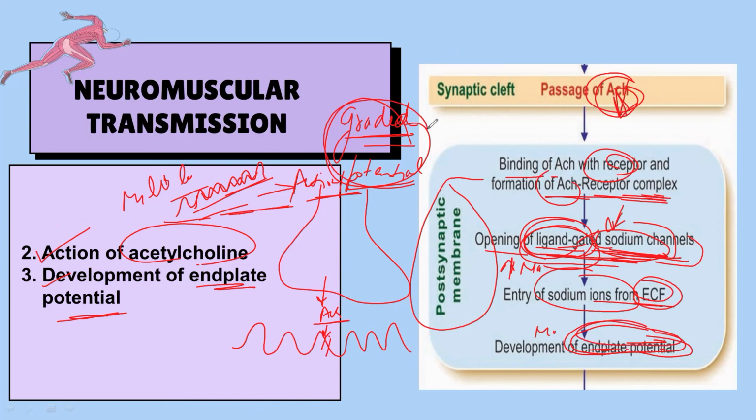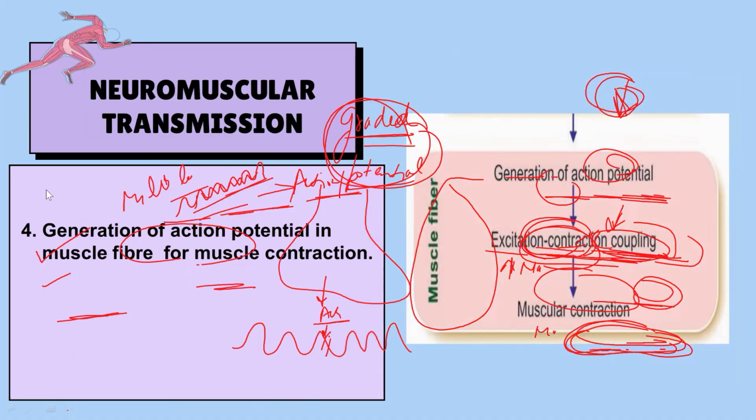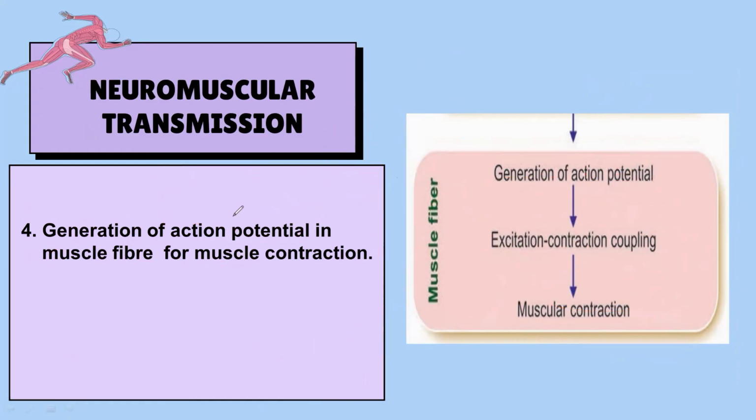It is called graded potential, but in the case of the neuromuscular junction, we are calling it the motor end plate potential. This motor end plate potential will cause generation of an action potential in the muscle cell. Now there is a generation of action potential in the muscle fiber, which finally causes muscle contraction.